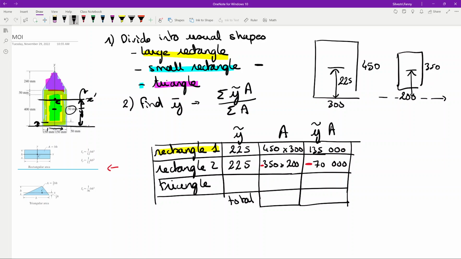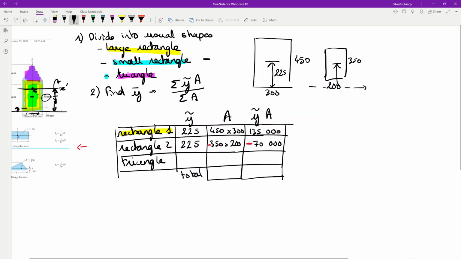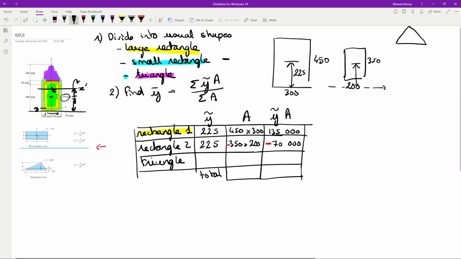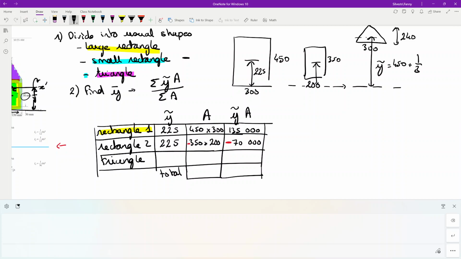Okay? And now the triangle. So the triangle, it's on the top there, like this. Okay? I like to draw them again. 300 for the base, 240 for the height. Okay, and don't forget, we want the same datum again. And so we want to have this distance for the y tilde. So that will be the 450 plus 1/3 of 240. Oops, let me clean that.